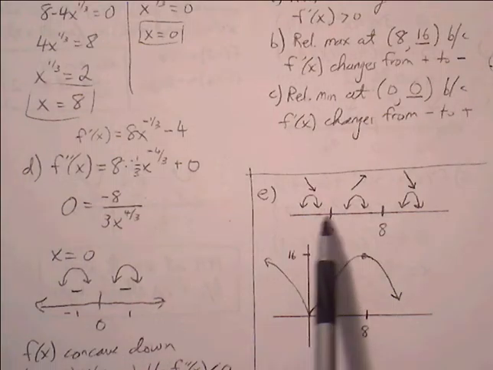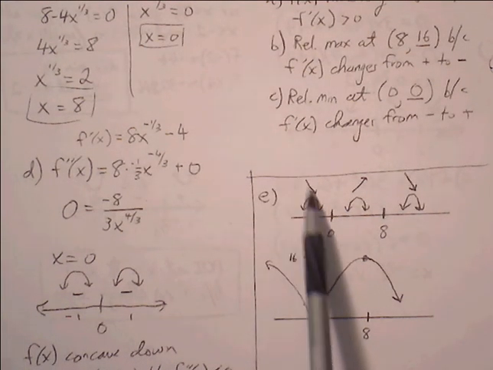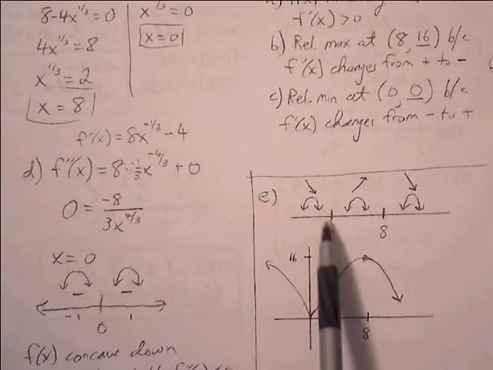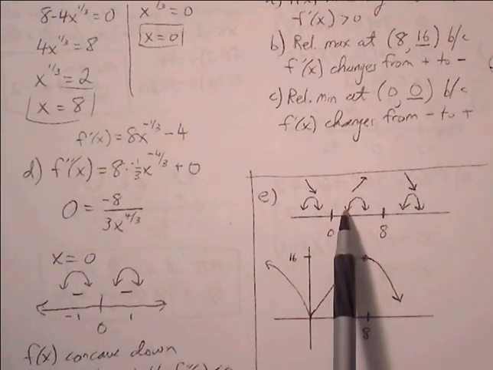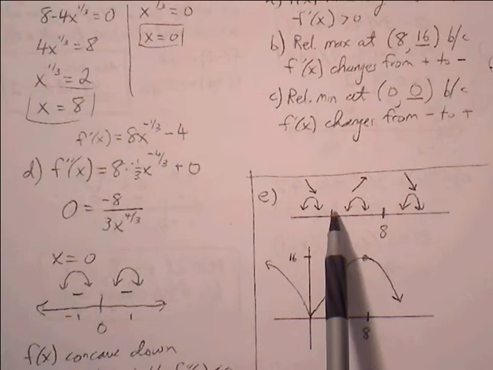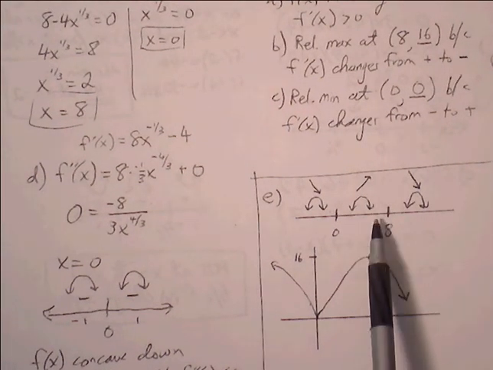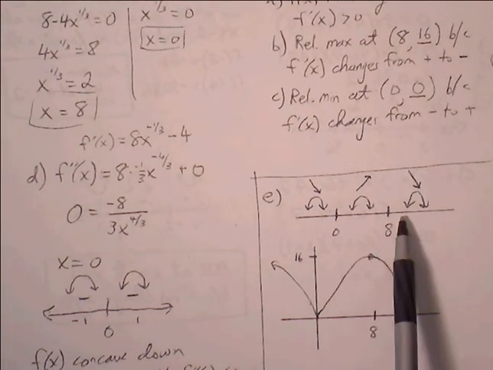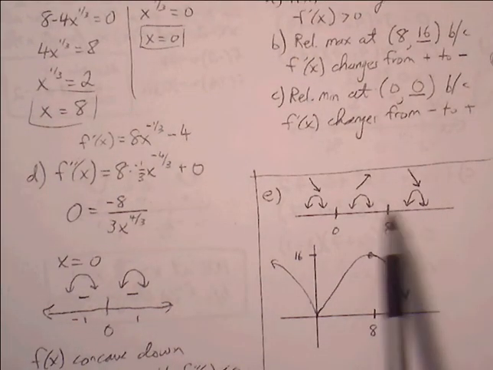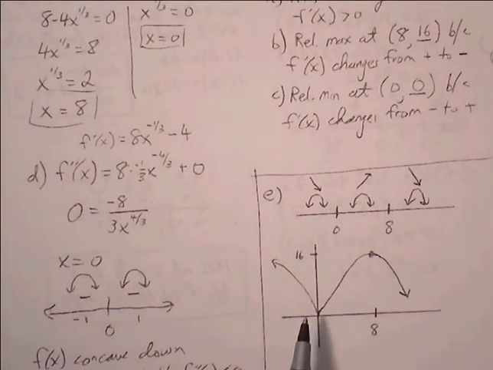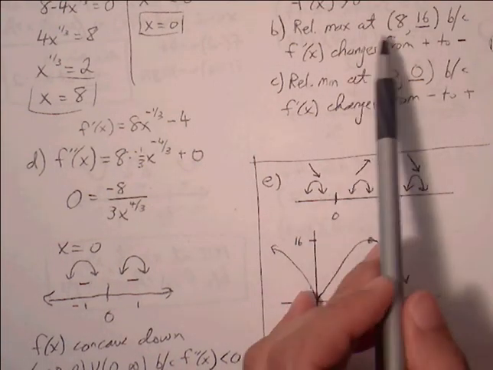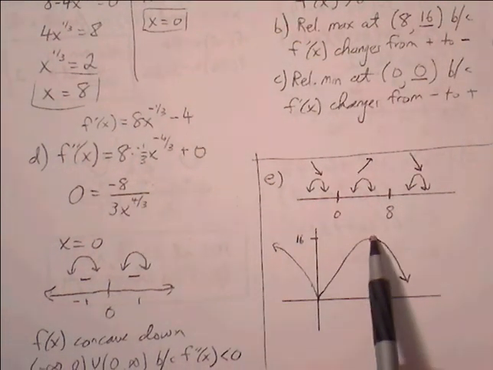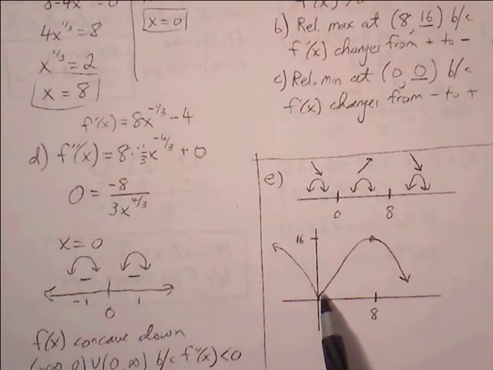I know that from negative infinity to 0, the graph is going to be decreasing while maintaining concave down, hits a relative min, and then maintains concave down to the right of 0, but then becomes increasing, and then at 8 relative max, but then maintaining concave down. So the entire graph is concave down. We can plot some points here. We know the relative max is 8, 16, so I can plot that point. 0, 0, I can plot that point.